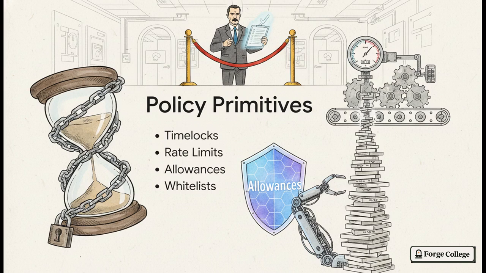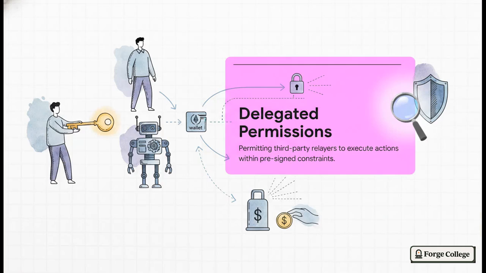Think of it like this. Rate limits are that essential policy preventing a compromised delegate account from buying, say, 10,000 pizzas on your dime in a single afternoon. And this perfectly leads us into delegated permissions.